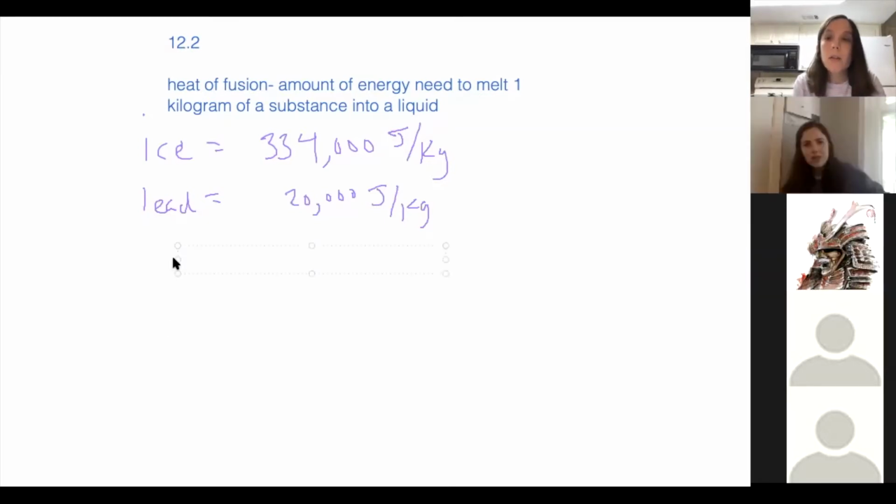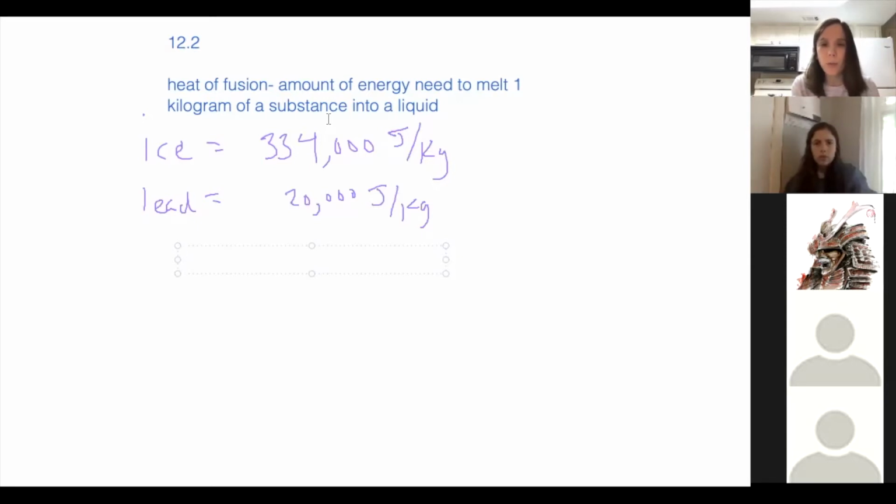Wait, so Miss Holly. Yes. So it's easier to melt ice than lead? That's a good question. I'm sorry, vice versa. It's easier to melt lead than ice? That's crazy. It is, so that's a good question to bring up because it would be at its melting point. So if you are already at the melting point of lead, it would be easier to melt lead at its melting point than ice at its melting point.